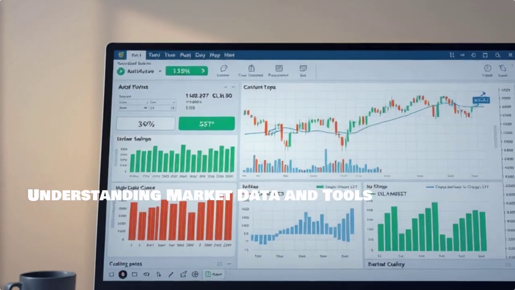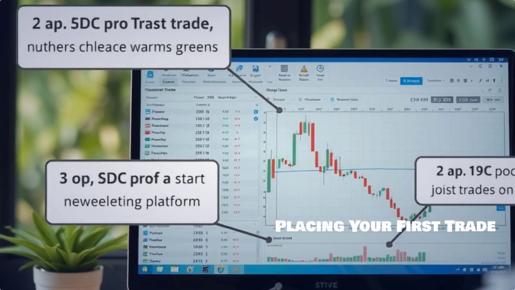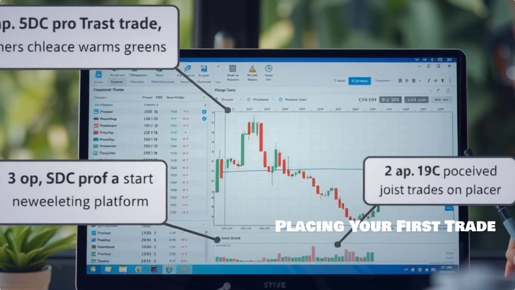Accessing market data is vital for making informed trading decisions. Let's explore the tools available on the platform. Ready to take your first step as a trader? Here's a guided walkthrough on how to place your first trade.